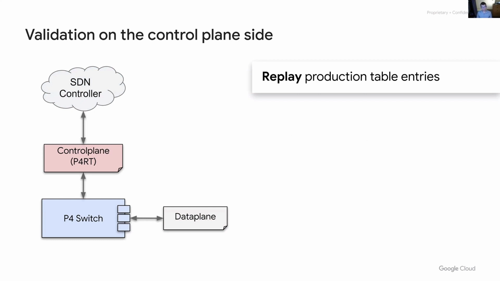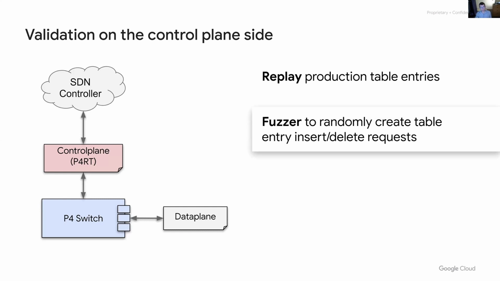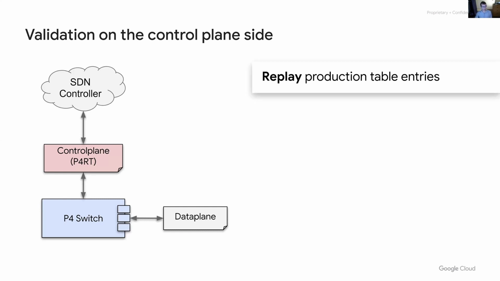So let's start with validating our switches using the P4 program that we have. And in particular, let's start with the control plane side of things. So the simplest and maybe most obvious thing that you can do is you can take a switch and just replay some production table entries that you know your controller will produce if this were to be used in production, and make sure that the switch is handling these correctly. And this basically covers all of your current needs and explores all of the features that your SDN controller is currently using. But it doesn't really test anything beyond that.